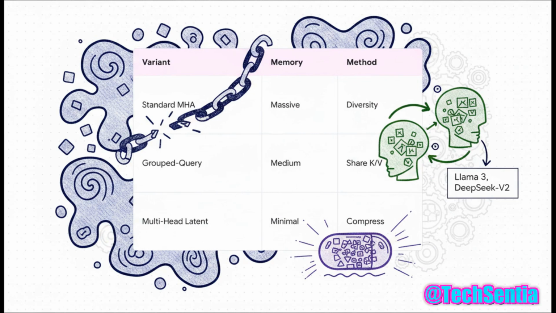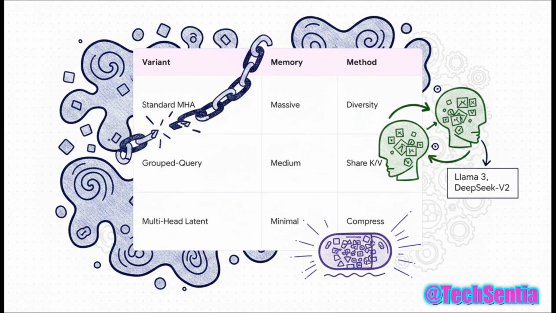We started with standard multi-head attention, which was a total memory hog. Then we evolved to grouped query attention. This cleverly groups heads together to share key and value data, slashing memory needs way down. This is actually the engine inside models like Llama 3 and Mistral. And most recently, multi-head latent attention. This highly compressed method shrinks keys and values into a tiny latent vector, keeping memory minimal, and it's exactly what powers DeepSeek V2.